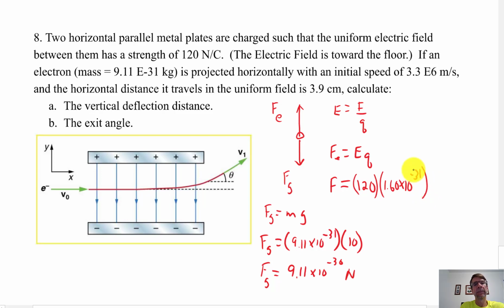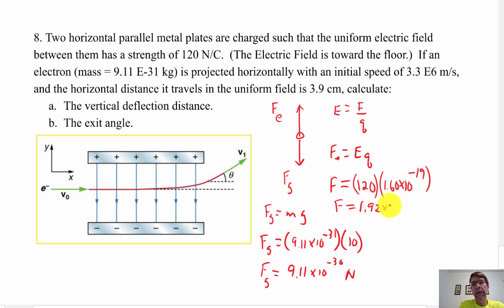Not kilogram, that's wrong. 1.60 times 10 to the negative 19th. The 31 is the kilograms for mass. So the electrical force is the given 120 times the 1.60, which comes out to be 1.92 times 10 to the negative 17th.